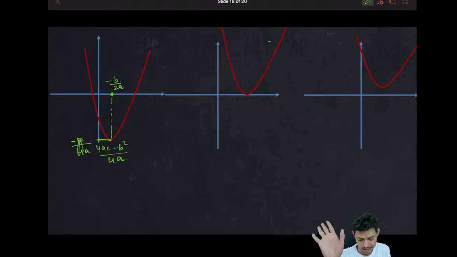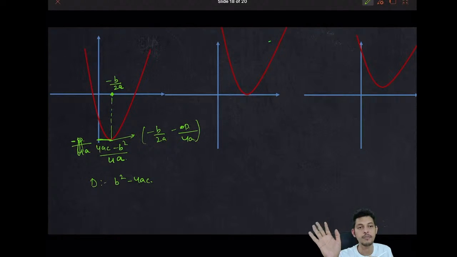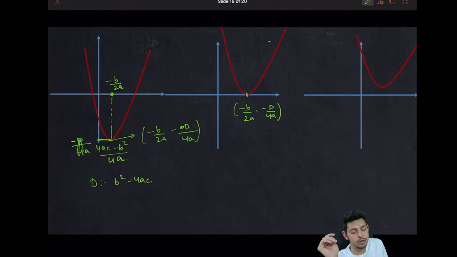D is the discriminant. I hope you people know it. By D I mean b square minus 4ac. Okay, so the coordinates of this particular point on the graph is minus b by 2a comma minus D by 4a. Similarly, here also it is attained at minus b by 2a comma minus D by 4a, and because D is 0 there, so the minimum value is 0.